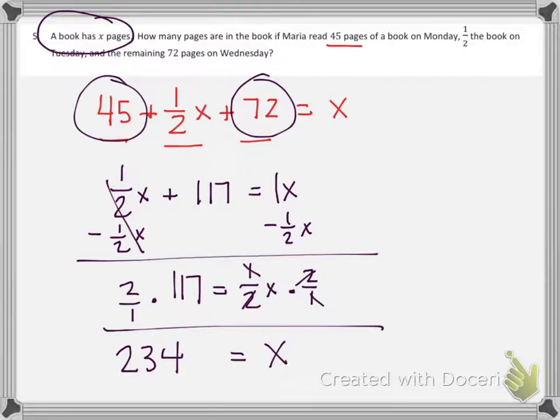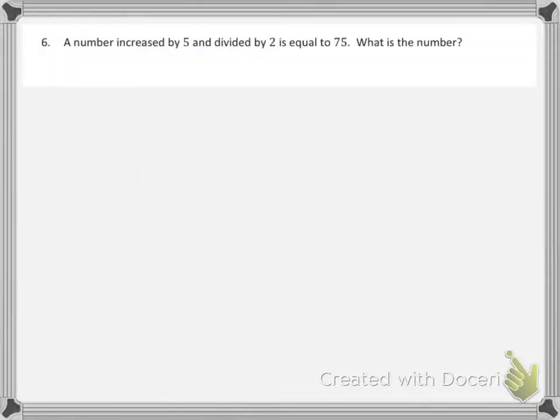All right, so let's see. Let's do the next one. Number 6, a number increased by 5. Well, that's going to be my variable. x increased by 5, and then divided by 2, so the whole thing divided by 2, is equal to 75.